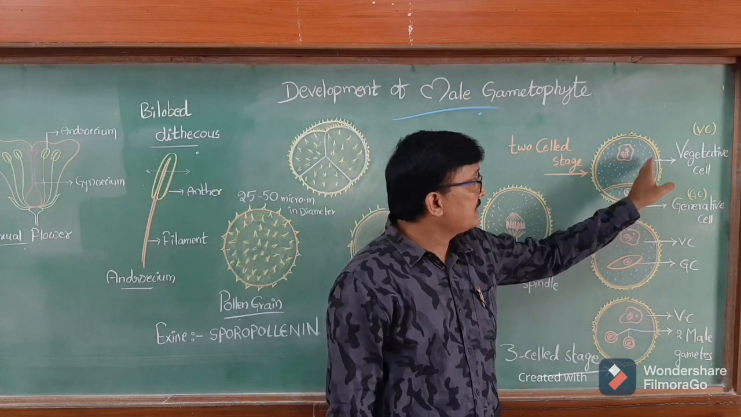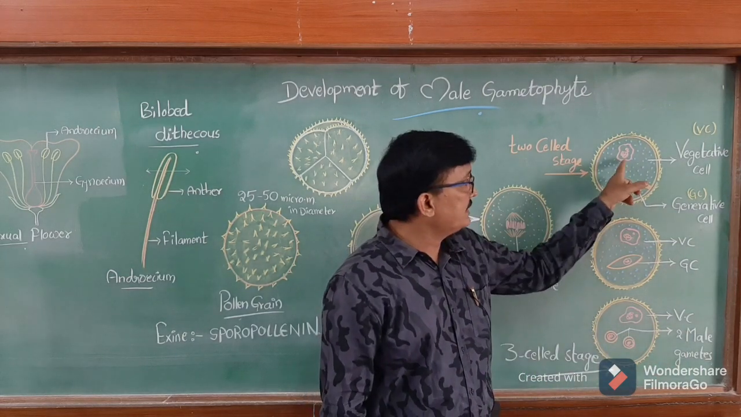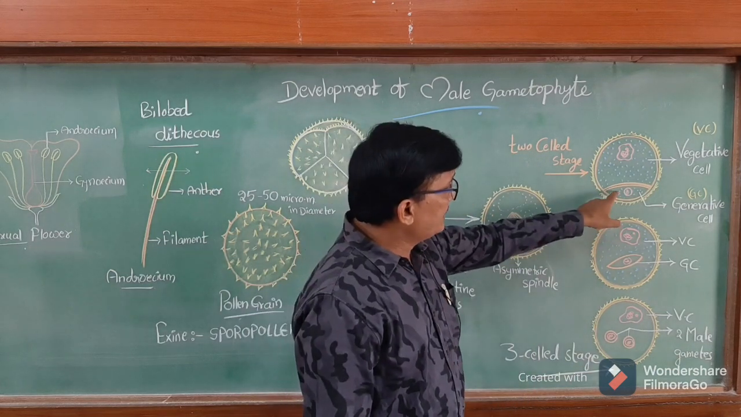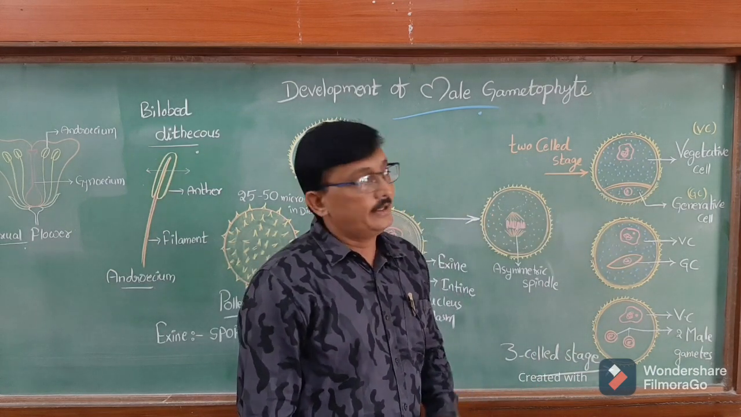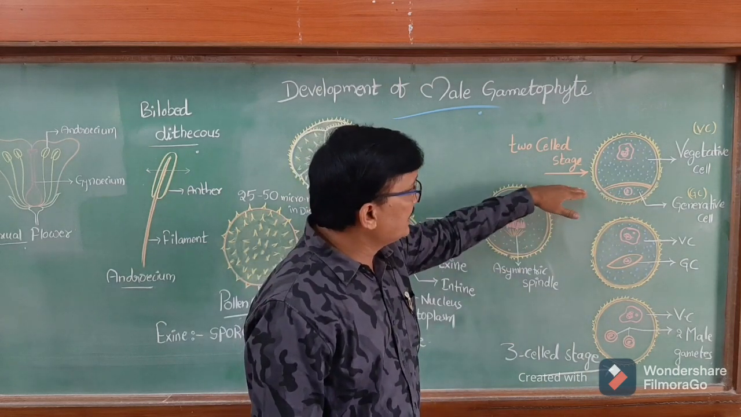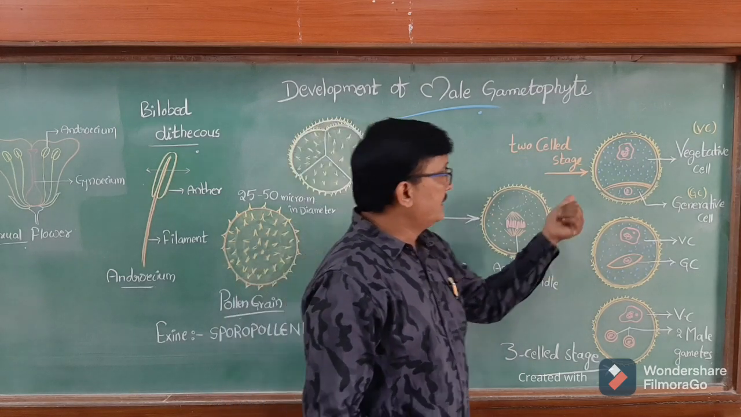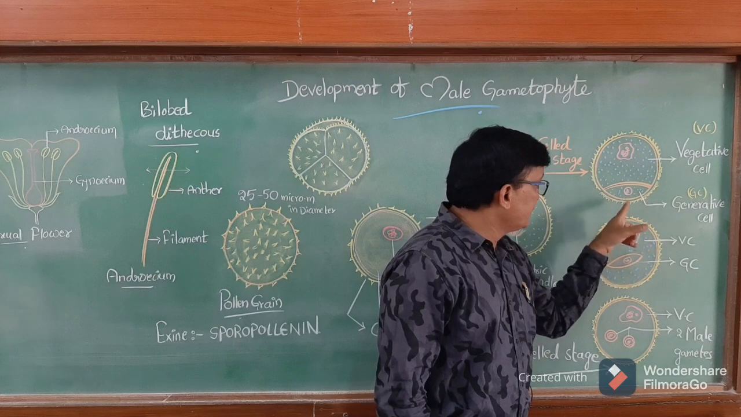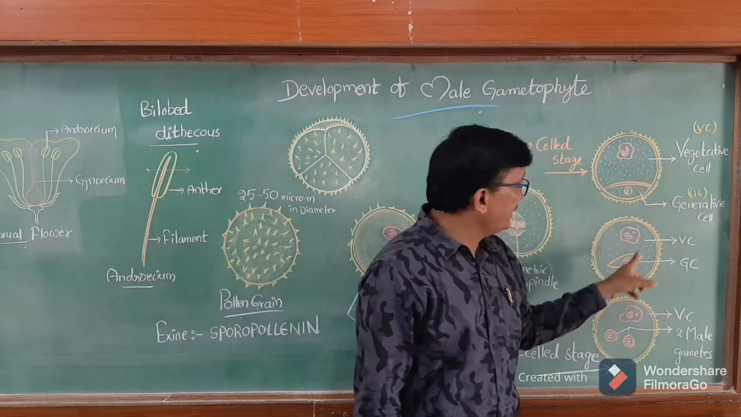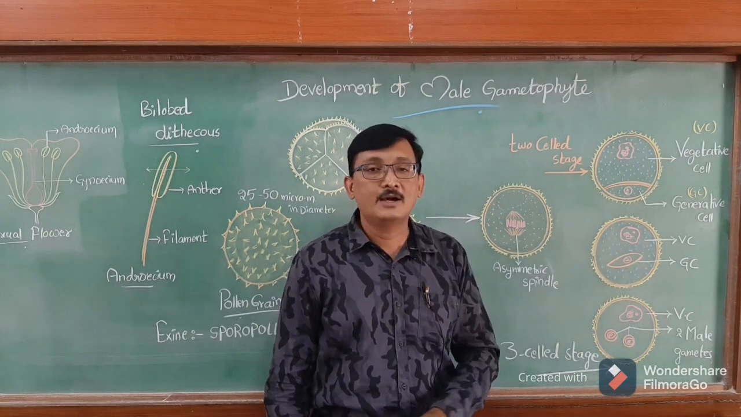Vegetative cell is having so many food materials, and nucleus is irregular in shape, whereas generative cell is the small cell and it is spindle in shape. Okay. So this is two-celled stage of pollen grain, and sometimes this generative cell is detached from the wall of pollen grain and it floats in the cytoplasm of vegetative cell also.